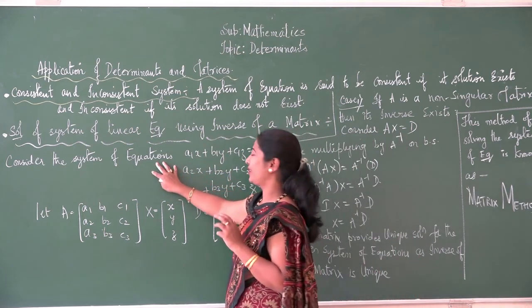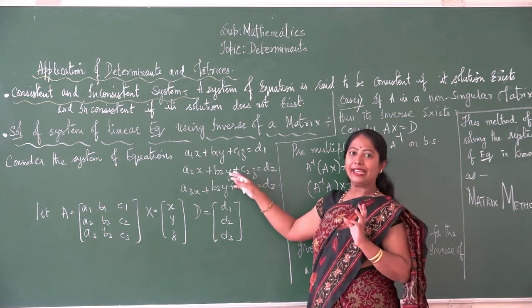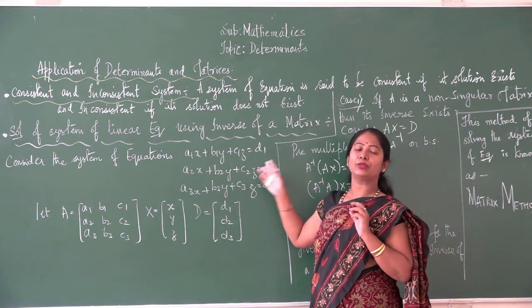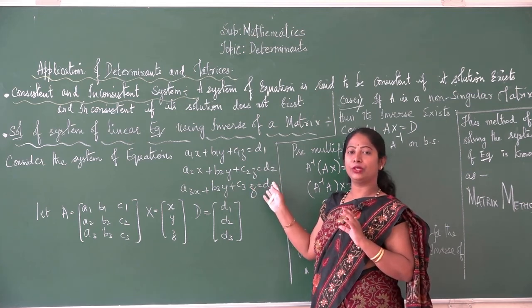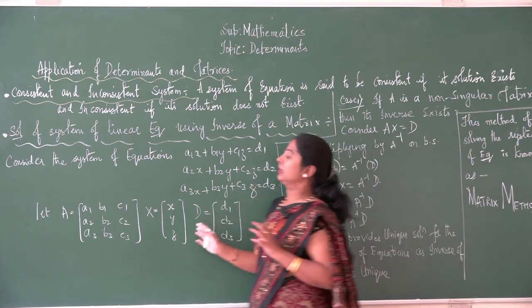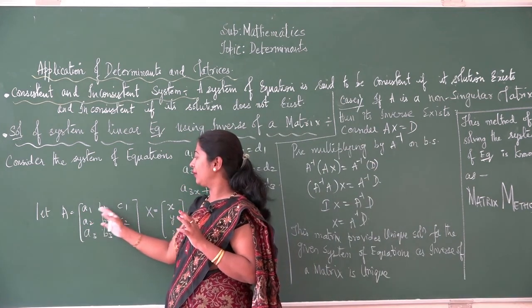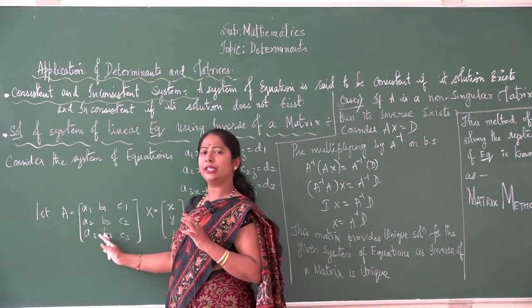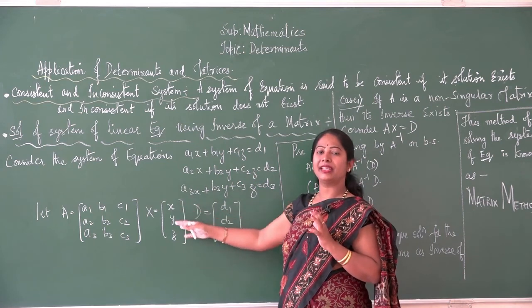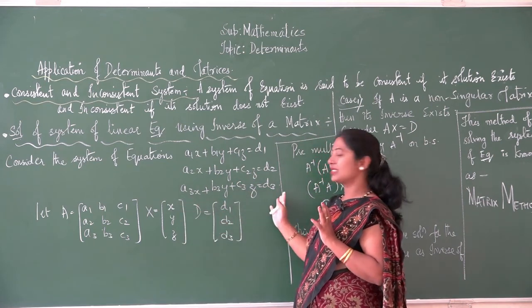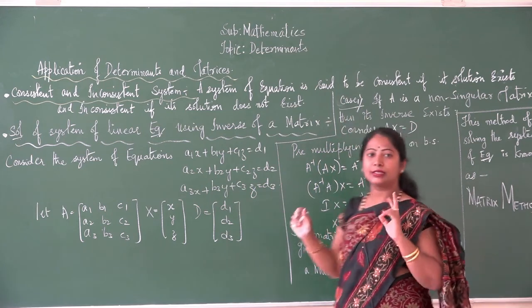Consider the system of equations a1x plus b1y plus c1z equal to d1, a2x plus b2y plus c2z equal to d2, a3x plus b3y plus c3z equal to d3. Here, let the matrix A contain the coefficients, that is a1 b1 c1, a2 b2 c2, a3 b3 c3, and X contains the variables x, y and z, and D is the constants on the RHS, that is d1, d2, d3. Here we shall discuss two cases.